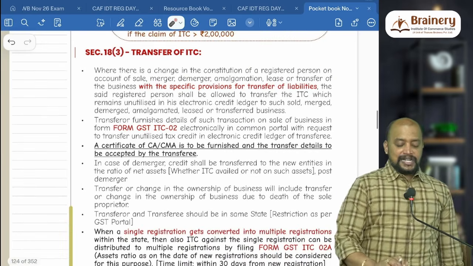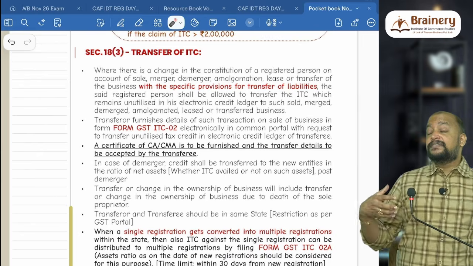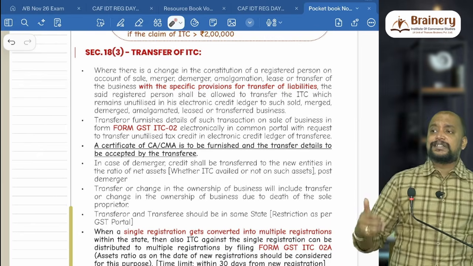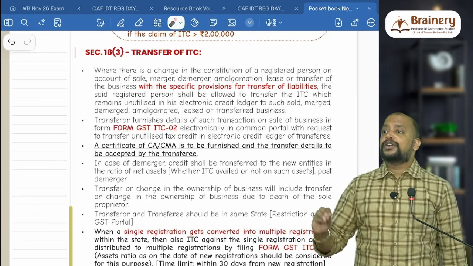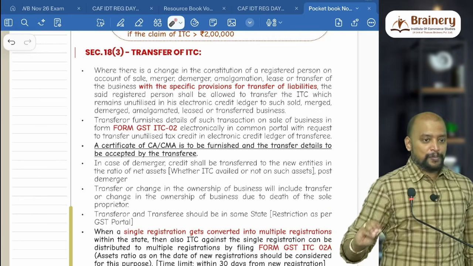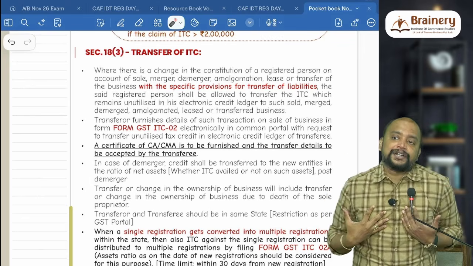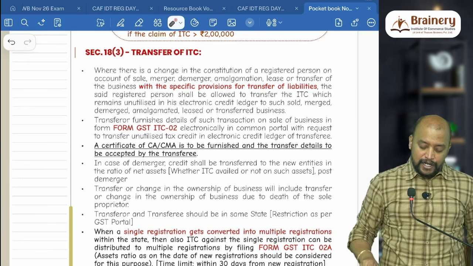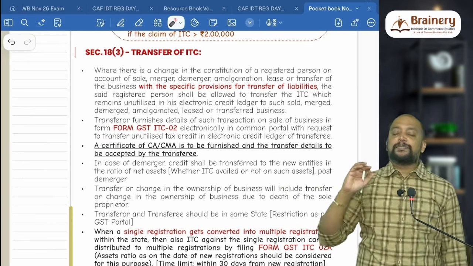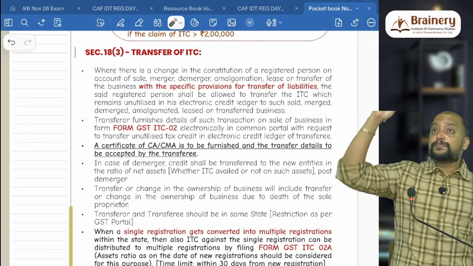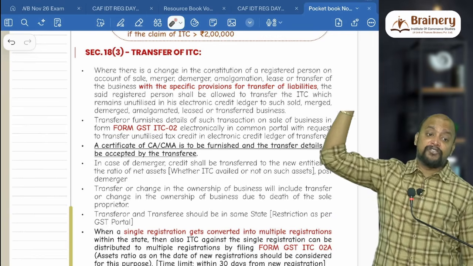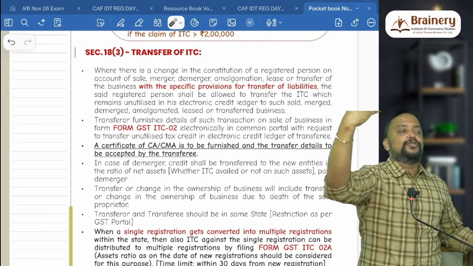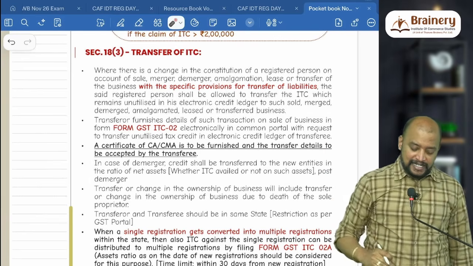And then section 18.3 talks about transfer of ITC. Whenever there is a transfer of business, whether on account of sale, amalgamation, merger or any other reason, including change in constitution of business or death of a sole proprietor, the ITC can be transferred from the transferor's electronic credit ledger to the transferee's electronic credit ledger. The transferor should file form ITC-2 and it should be certified by a CA or CMA that this particular transfer of business has a specific provision for transfer of liabilities, and the transferee should accept it. Then the ITC will move from the transferor's credit ledger to the transferee's credit ledger.